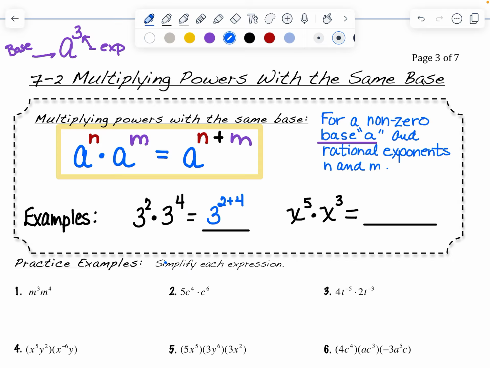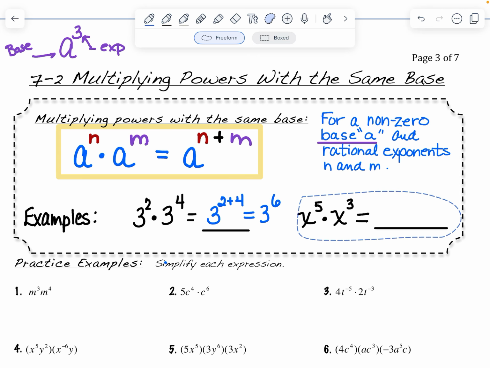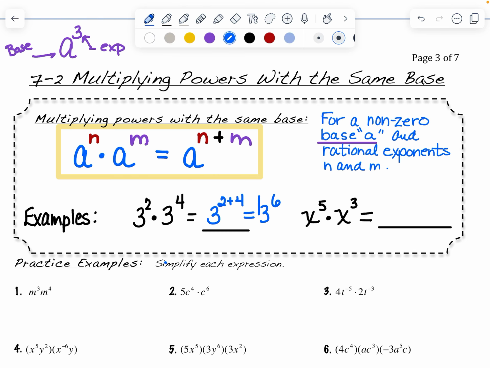So when we do this, we just keep the base and we add the exponents. 3 to the 2 plus 4 is then equal to 3 to the 6th power, okay? So we get 3 to the 6th power for an answer. And I'm going to put this right here. Underneath it, I'm going to stress something: we can always expand these. You could say 3 times 3 is 3 squared, right? And then you could say 3 times 3 times 3 times 3, that's 3 to the 4th. So when you look at this, it should make sense because you have 6 factors of 3, which is 3 to the 6th, okay? And we'll worry about simplifying that later.